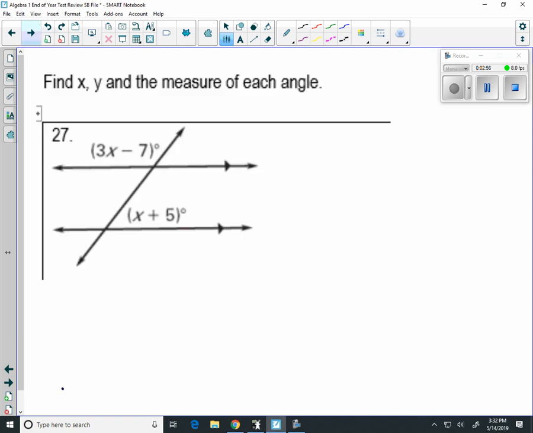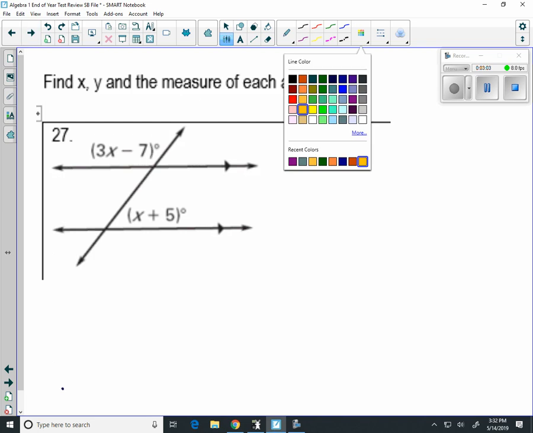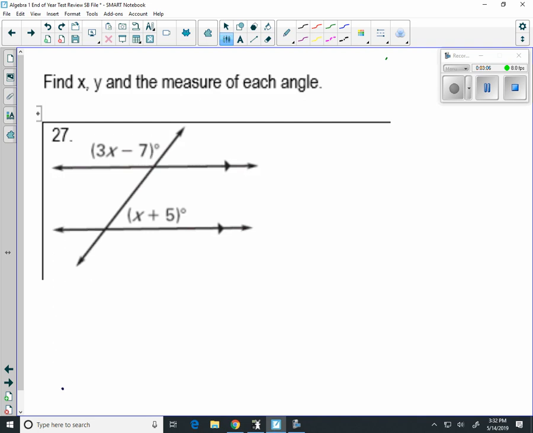Almost to the end, just a couple more problems. Okay, find x, y, and the measure of each angle. A little bit tricky here, gotta find all of it. So I'm going to start by figuring out the relationship here. So x plus 5 doesn't really have a straight relationship with this 3x minus 7. We can't go directly there. But I know if this angle is x plus 5, then this angle up here is also x plus 5. Those are corresponding angles.